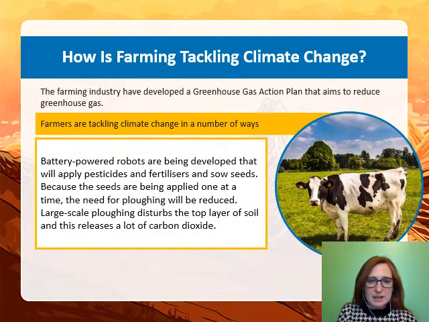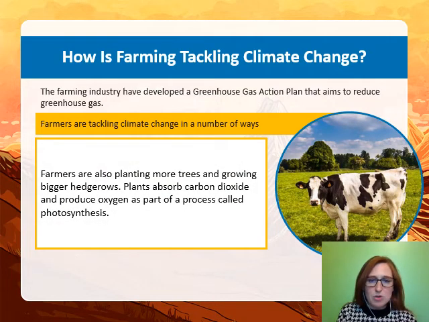Battery-powered robots are being developed that will apply pesticides and fertilizers and sow seeds. Because the seeds are being applied one at a time, the need for ploughing will be reduced. Large-scale ploughing disturbs the top layer of soil, and this releases a lot of carbon dioxide. So instead of all of the fields being ploughed, each seed can be pushed in individually.